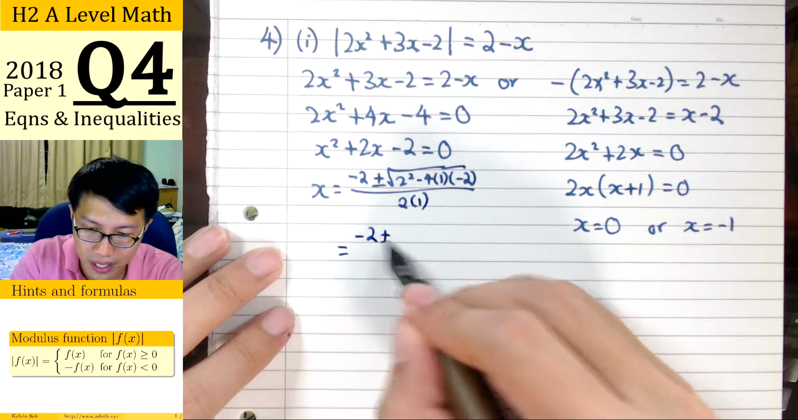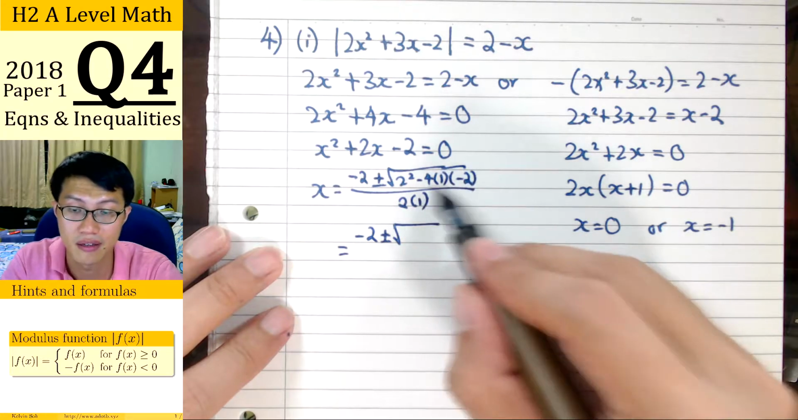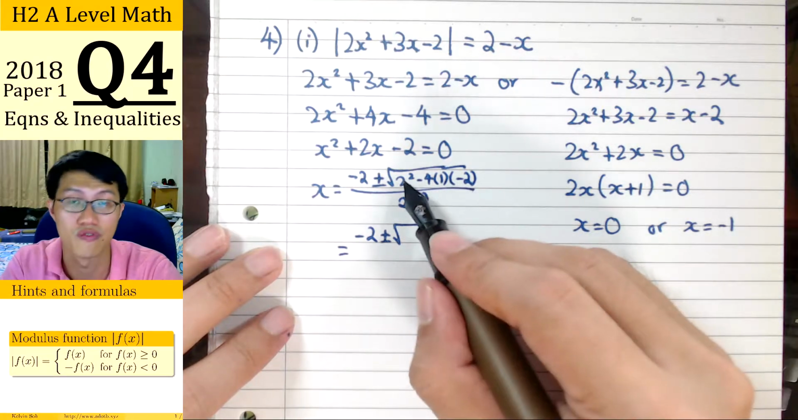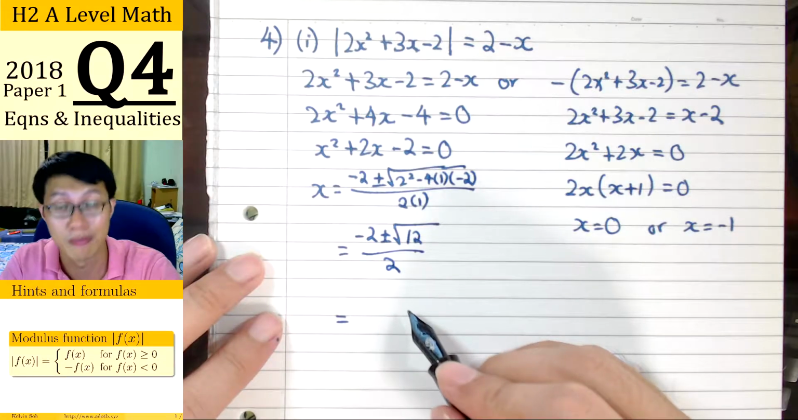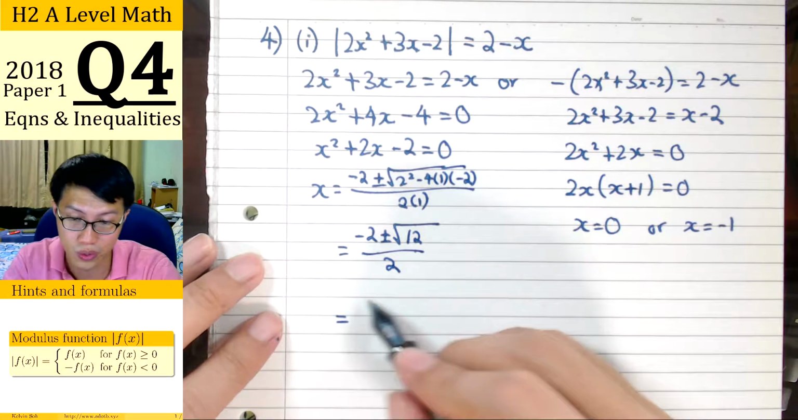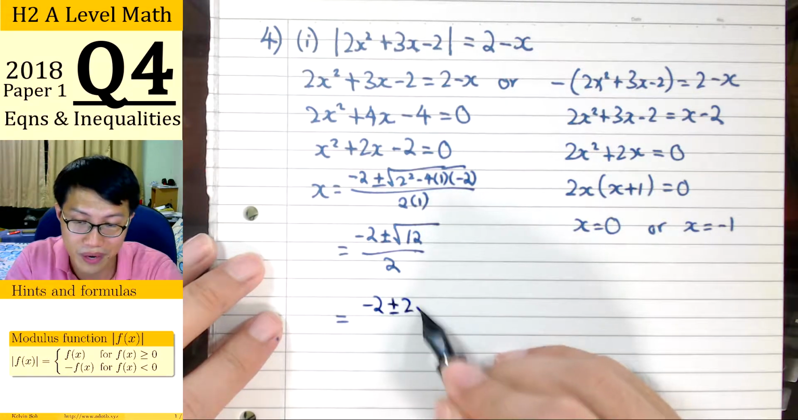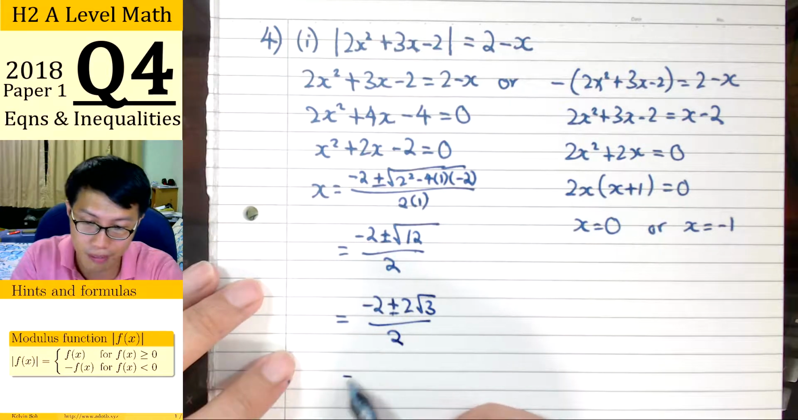Minus 2 plus minus square root of 2 squared is 4. This is minus 8. Minus 8 is plus 8. So 4 plus 8 gives us 12 over 2. So we further simplify it. 12 is made up of 4 times 3. So square root of 4 is 2. So this is minus 2 plus minus 2 square root 3 over 2. So now we can divide throughout by 2 to get minus 1 plus minus root 3.